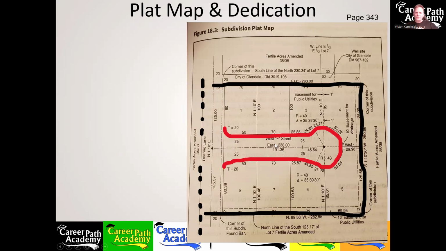What do they call that when they turn it into giving land to the government for a public use, such as streets, schools, and parks? Anybody know? Anybody recall? Dedication? They dedicate that land. There you go.